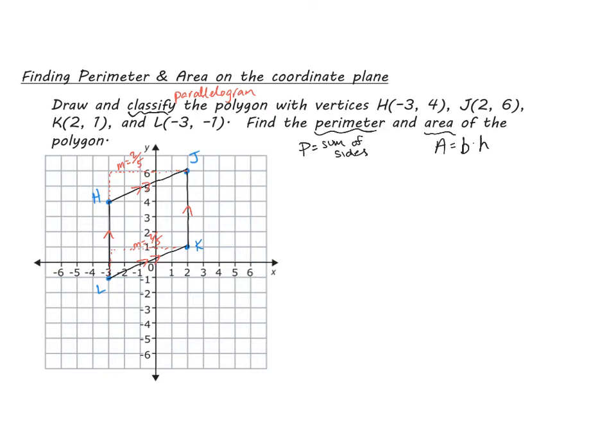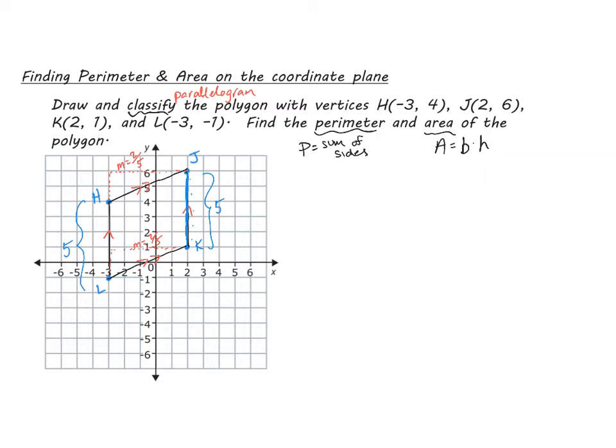To find the perimeter, I need to know all the side lengths. Finding JK and HL is really easy, because they're vertical lines. The length of JK we can find by just counting 1, 2, 3, 4, 5 units. And since it's a parallelogram, HL is also 5 units. Now I need to find the other two sides, LK and HJ. And I know they're going to be equal to each other because it's a parallelogram.